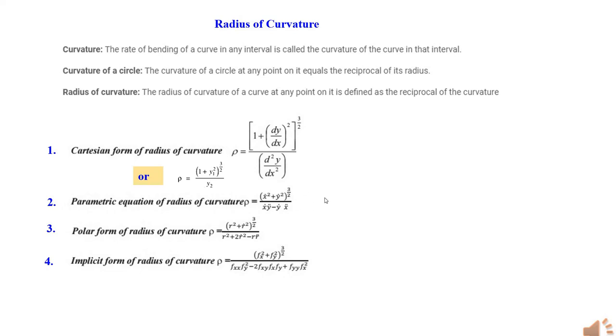But having derived the formula, whenever we are given a curve y is equal to f of x, whether we are given in the Cartesian form explicitly as the equation of the curve, or implicitly like f of x y equal to 0, in both the cases formulas are given. Then the parametric form like x is equal to f of t, y is equal to g of t, and the polar form r is equal to f of theta. So in all these cases, what are the formulas? They are listed here.